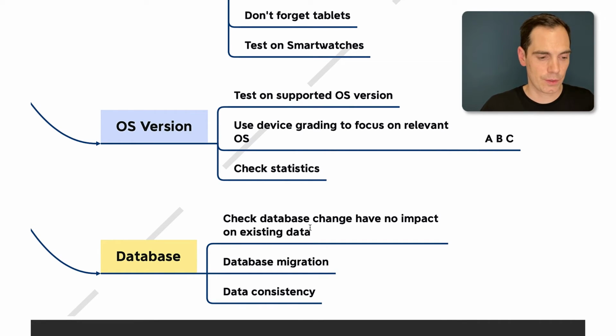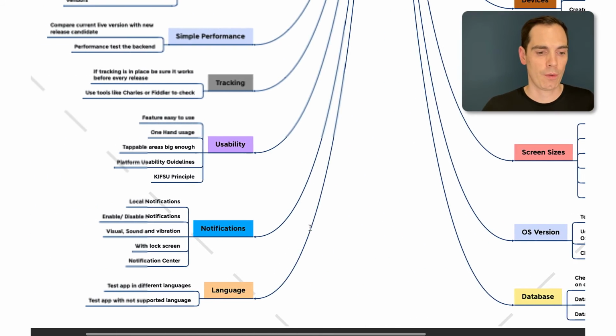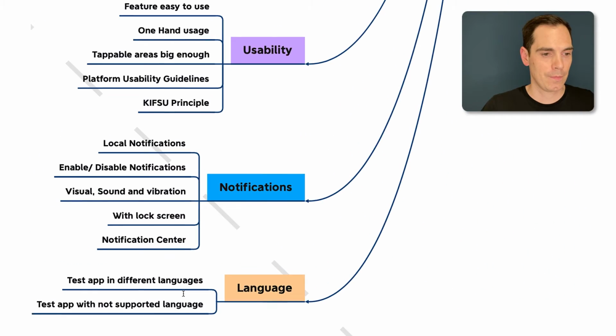Databases, of course. If your app is using a local database, check that it has no impact on existing data. Check for database migration. Whenever you have a database migration or an update from a breaking change, for example, make sure that the database migration is being tested and is working, and that the data is consistent. So check the local data, and if it's also sent to the backend, see that this data is always consistent and it's not being corrupted on both sides or on any other side.